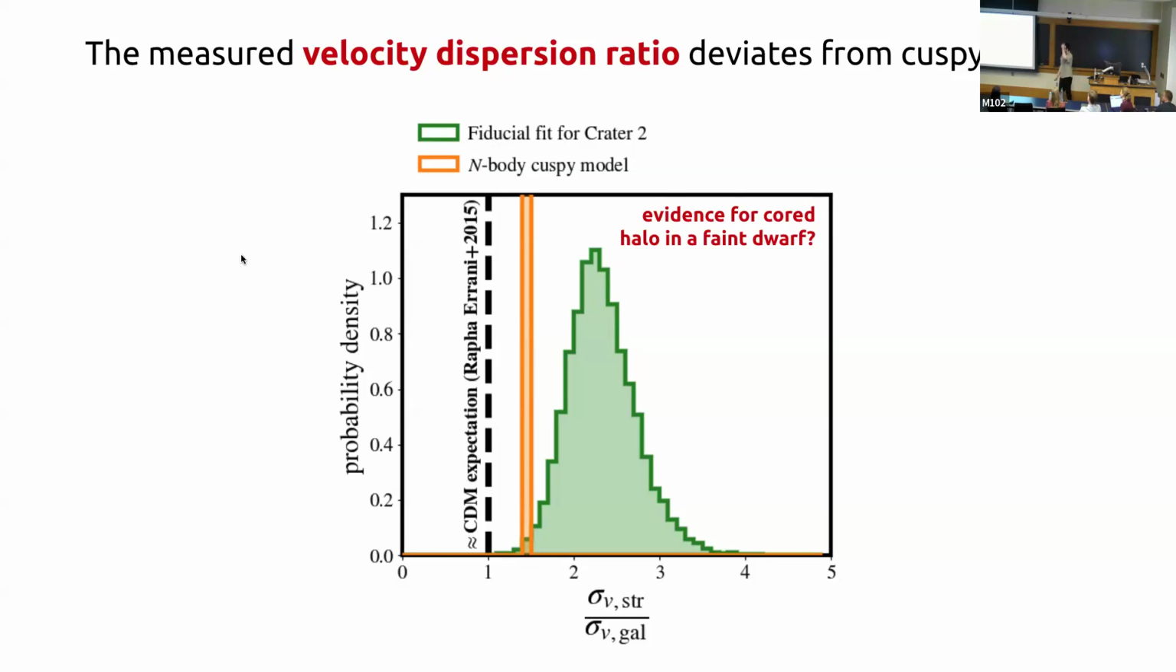But essentially, the question that we really want to ask is not what the density profile is, but really, can we reject the hypothesis of the cuspy halo? At this point, I'm going to say that if you just take this PDF, you can reject this cuspy N-body model at the level of 2 or 3 sigma. This is the best of what we can say so far.